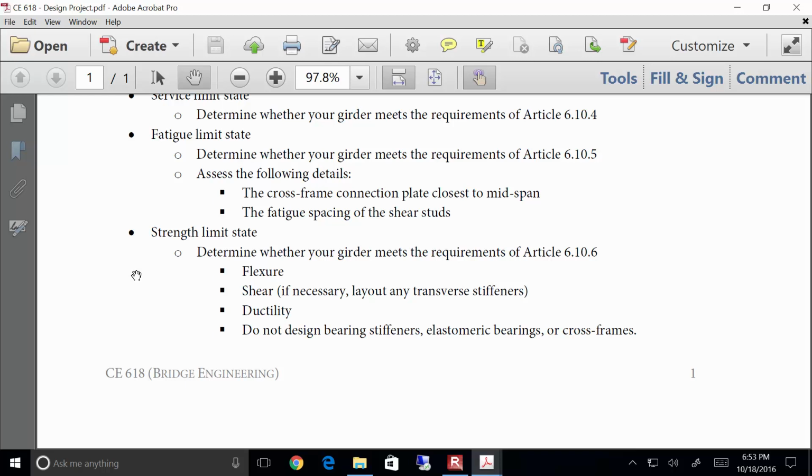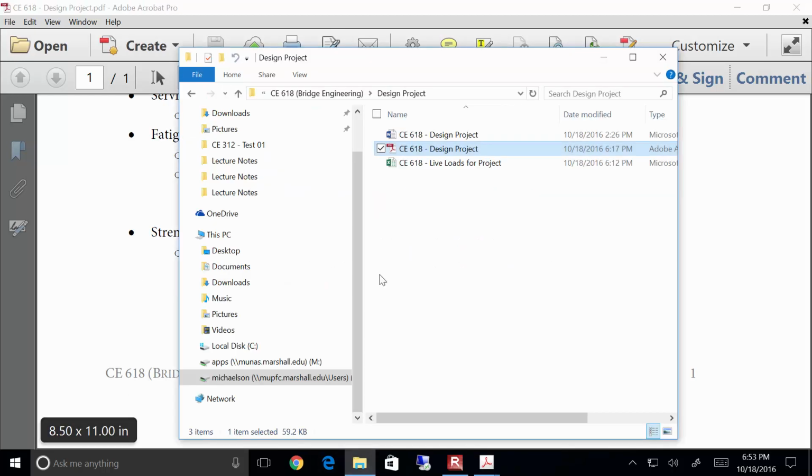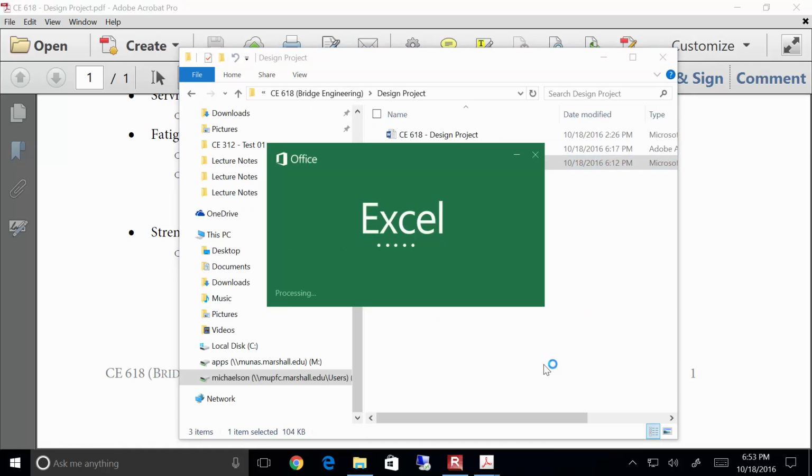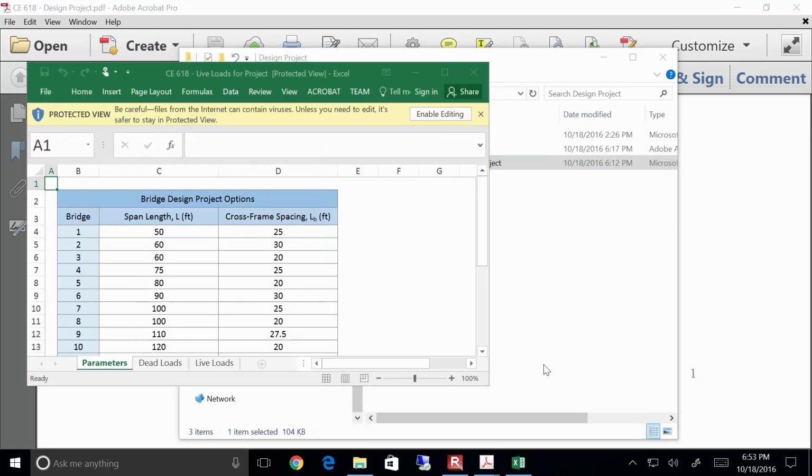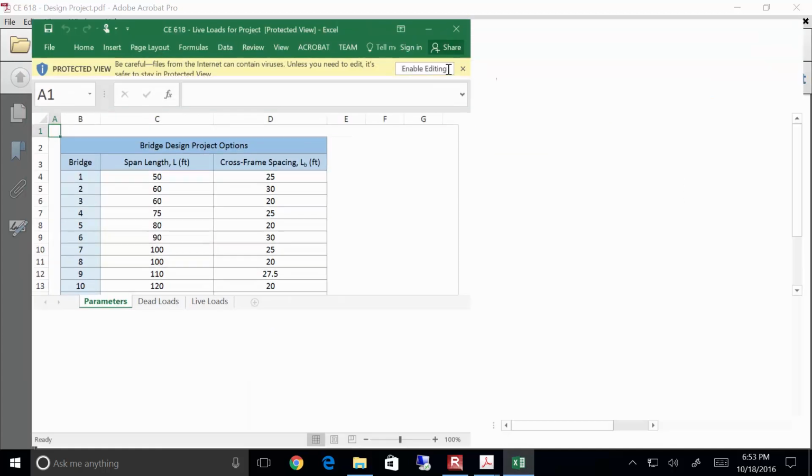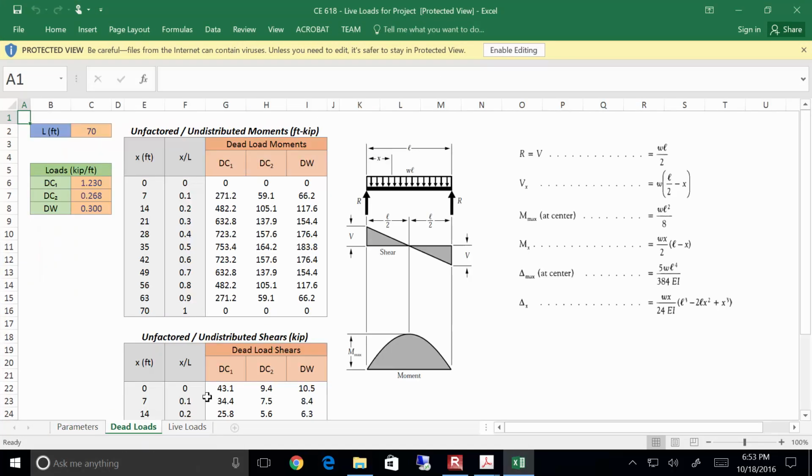Everybody good? Any questions so far? Okay, now, let me show you how this is going to work. And I've prepared this, which might make this a little simpler. A lot of this stuff I'll go ahead and prepare for you. I haven't uploaded it yet to MU Online, but I will. Okay, now let me get into the dead loads. Now, these are all simply supported beams.